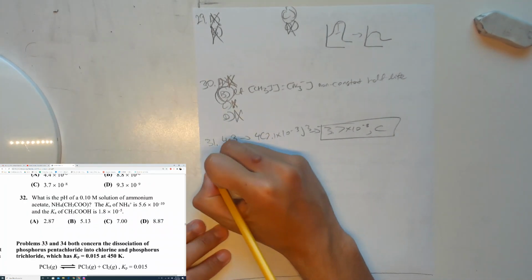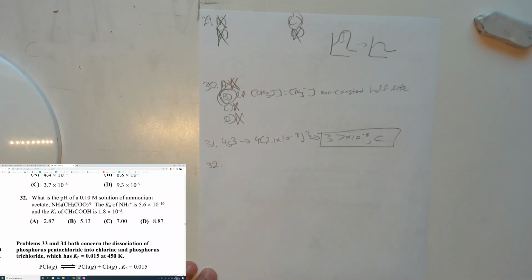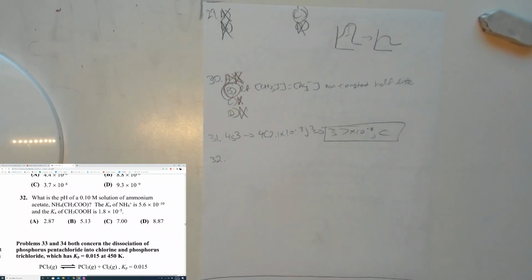What is the pH of a 0.10 molar solution of ammonium acetate? So this is an amphoteric salt, right? Before I use the equation, if you take a look at the Ka and Kb, they're both of equal strength. So they'll both be supplying the same amount of protons and hydroxide. So the pH will be around 7.